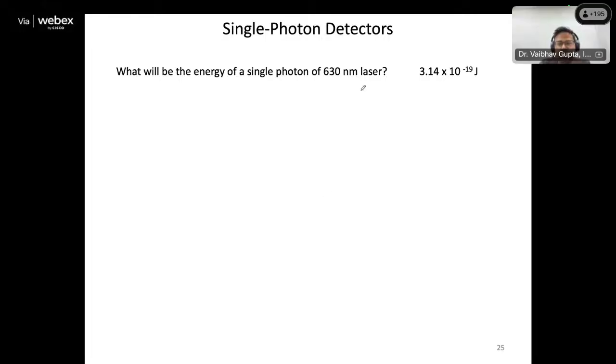If you calculate E equals hc by lambda, the rough value will come out to 3.14 times 10 to the power minus 19 joule. This will be the energy of a single photon.